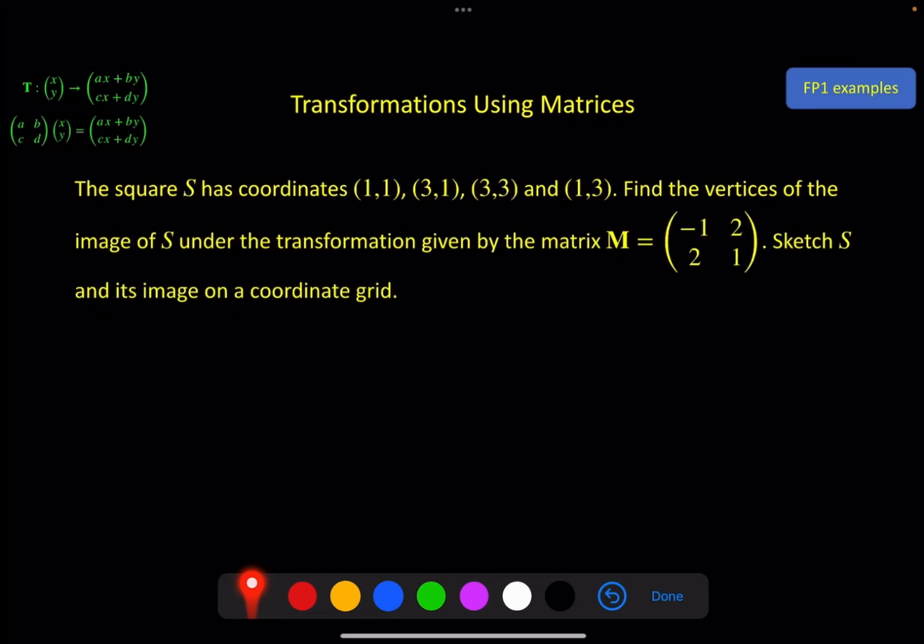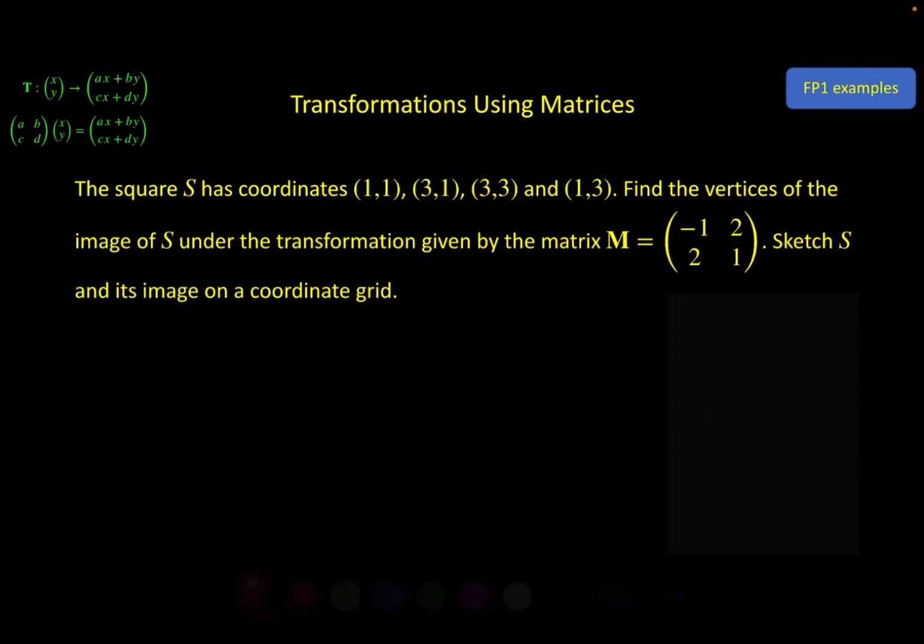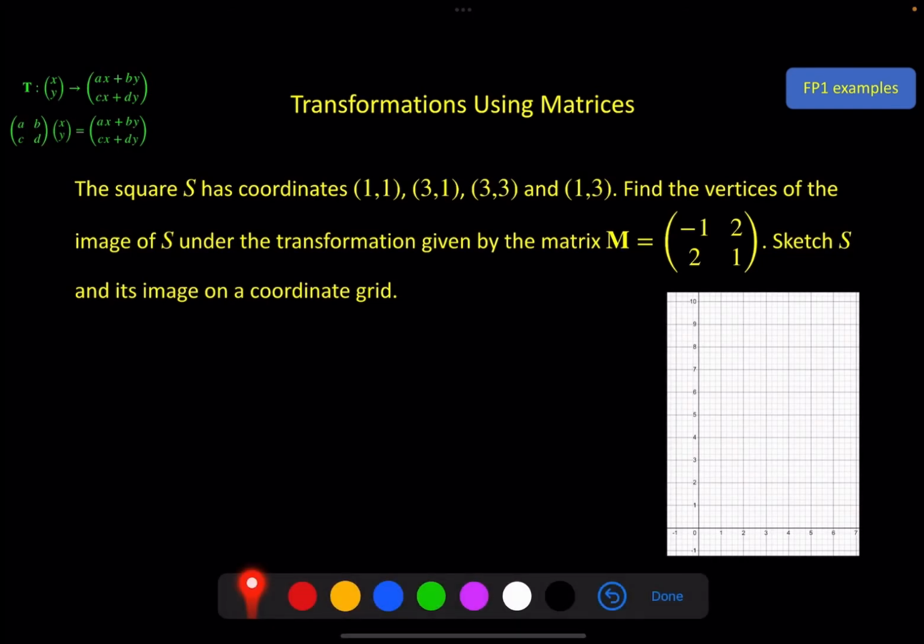Second and final example. The square S has coordinates these. Find the vertices of the image of S under the transformation given by the matrix M. Sketch S and its image on a coordinate grid. Okay, to help us do this, I'm going to sketch S on the coordinate grid first, and I'm not going to sketch it so much as accurately plot it. So we've got 1, 1, 3, 1, 3, 3, and 1, 3. So this is my square that I've got here, which we've called S.